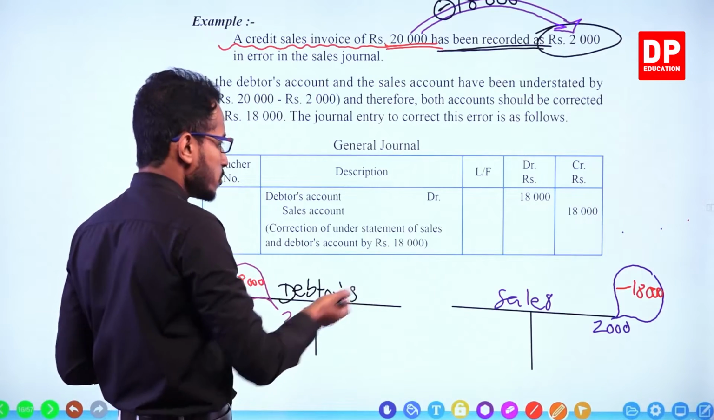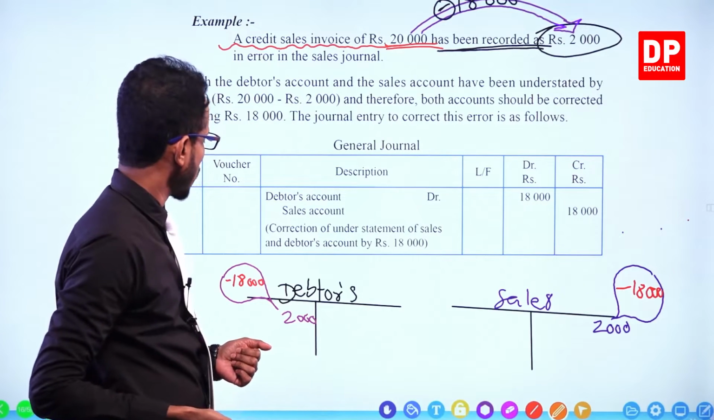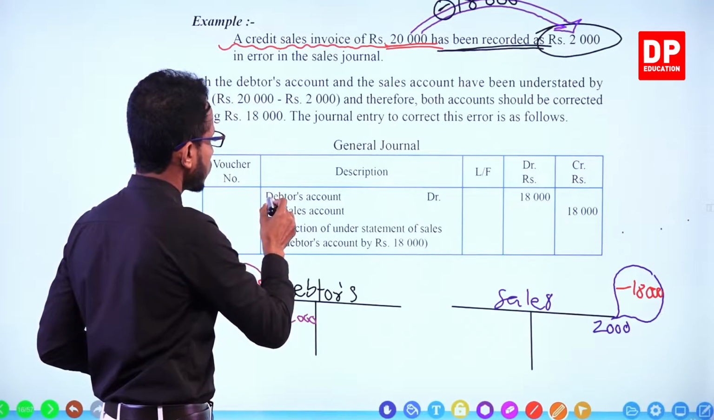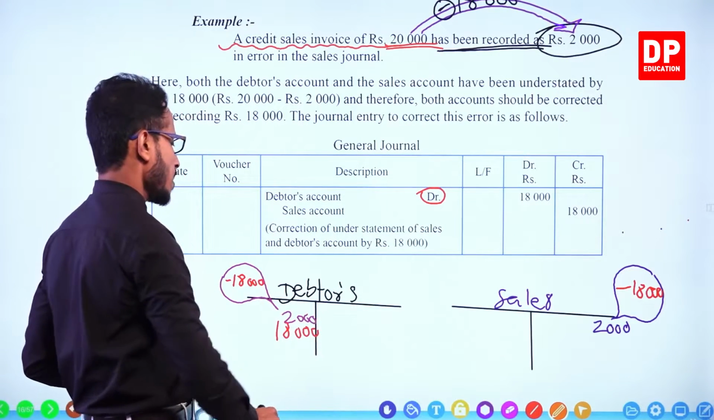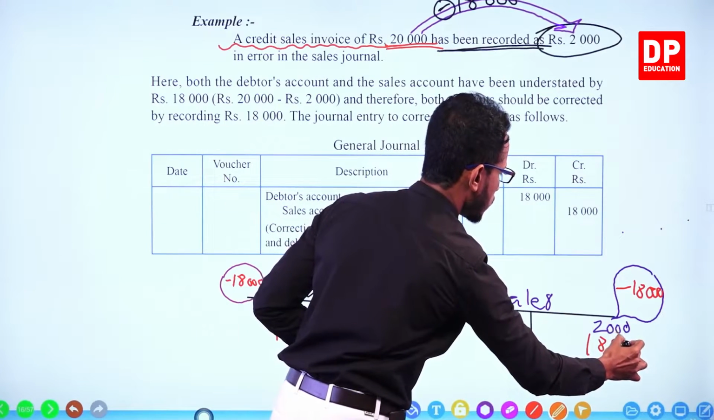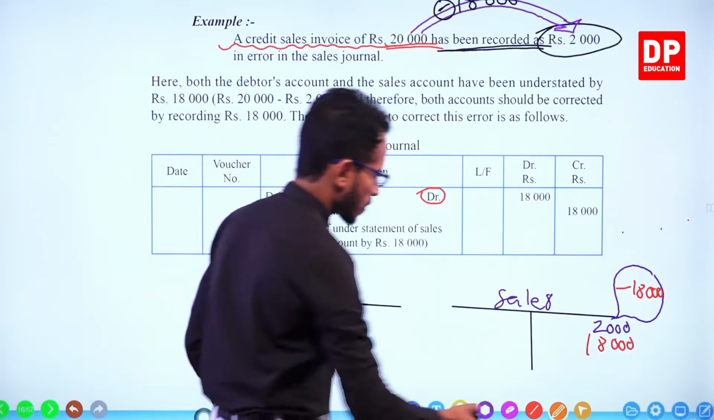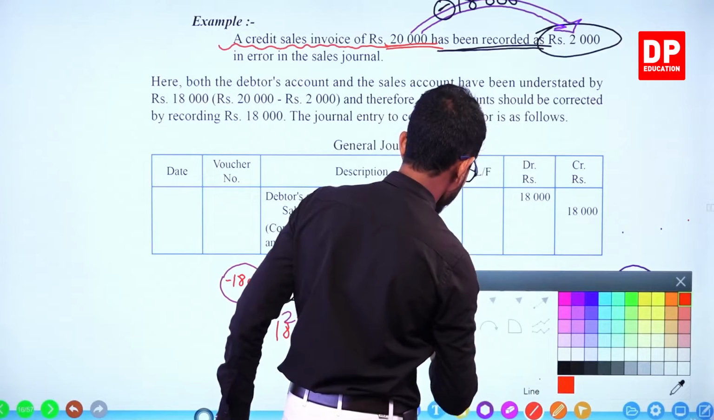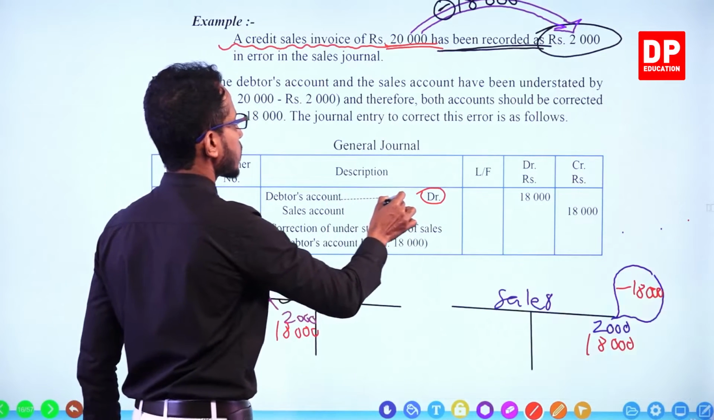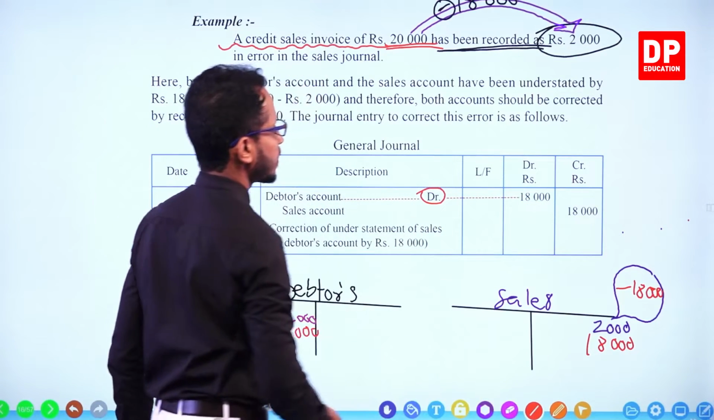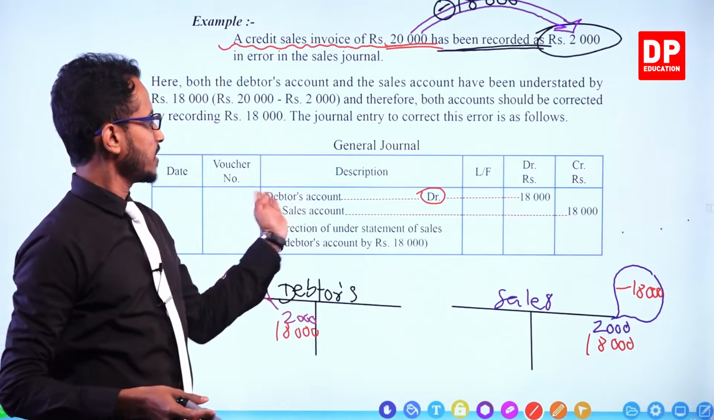So what you should do? You should enter the remaining amount. That's it. You debit 18,000 to the debtors account and credit 18,000 to the sales account. That is the double entry. See, the double entry is done. Debtors account debit 18,000, sales account credit 18,000. That is the double entry.